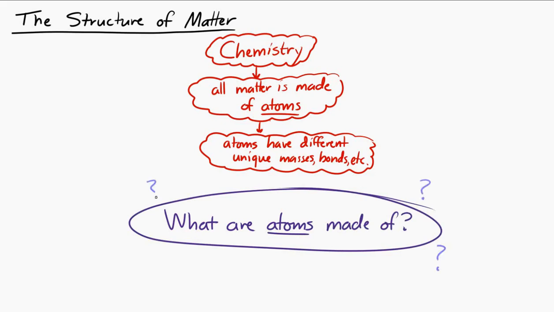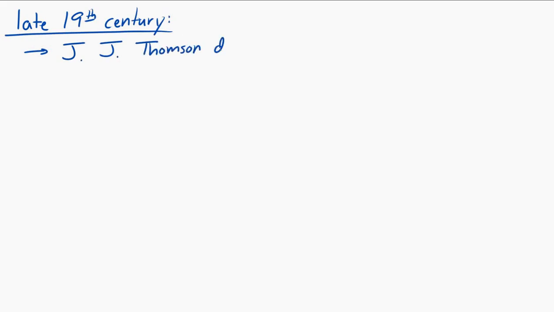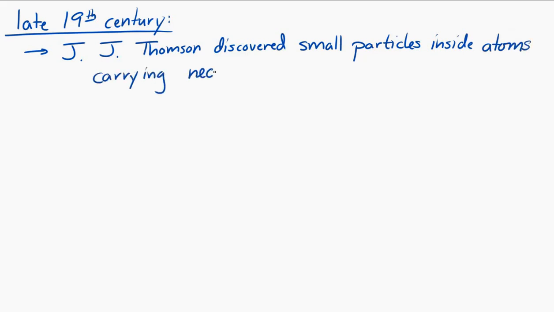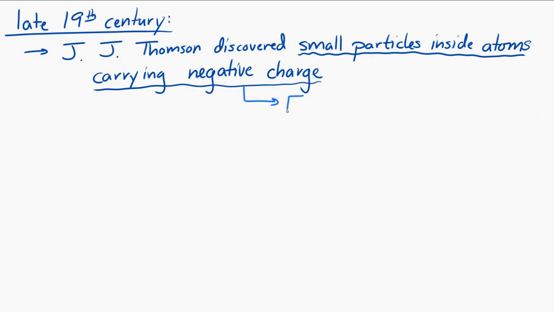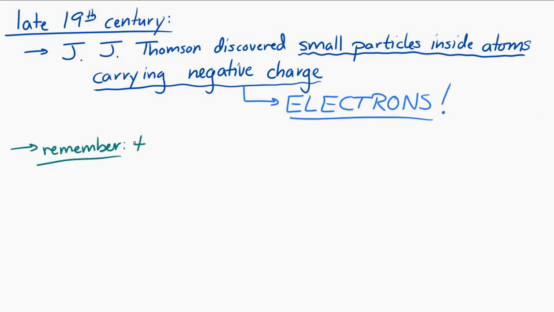And there was no way to really answer that question because we didn't have the technology until the late 19th century. And in the late 19th century, a scientist named J.J. Thomson discovered that inside of atoms there were small particles which carried negative charge. He discovered them, so he got to name them. He named them electrons. Now, remember, this is a time before anyone knew anything about protons or neutrons.